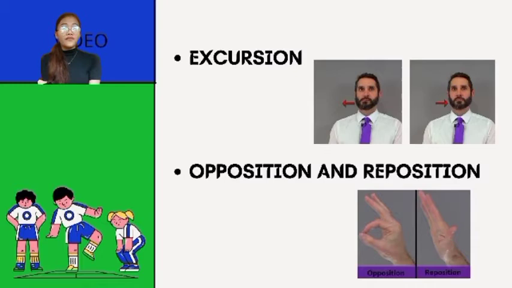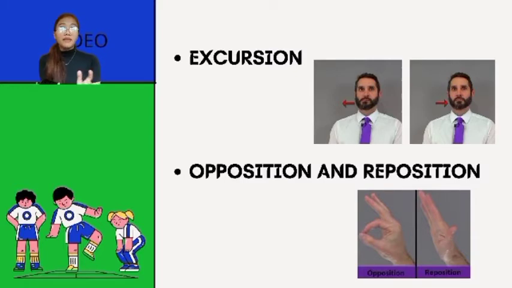Ganun. Opposition of the thumb occurs when the tip of the thumb comes to meet the tip of another finger from the same hand. In fact, think about this. When the opposition movement occurs, pag ginagawa natin yung opposition, anong nangyayari? Ganito siya. Meet the other finger. Ganito. Ganyan.